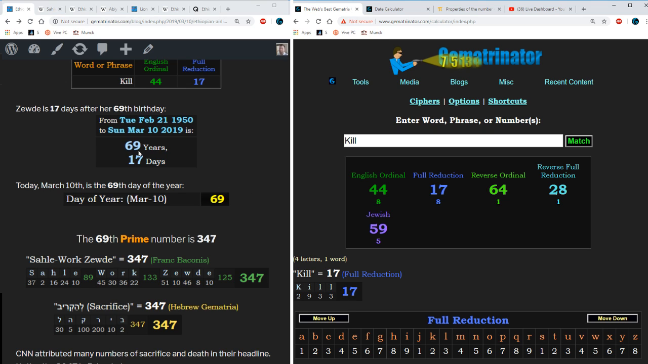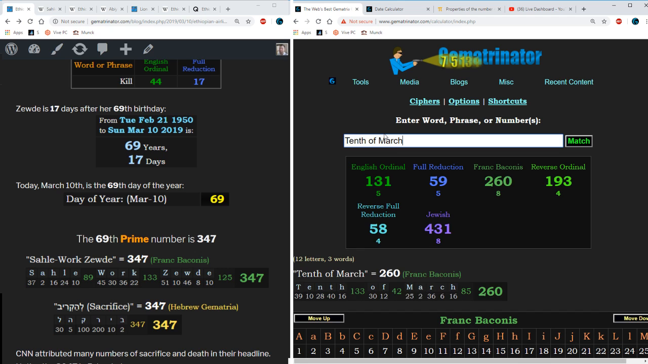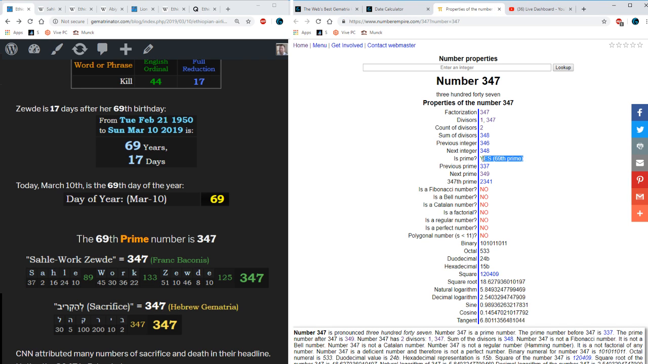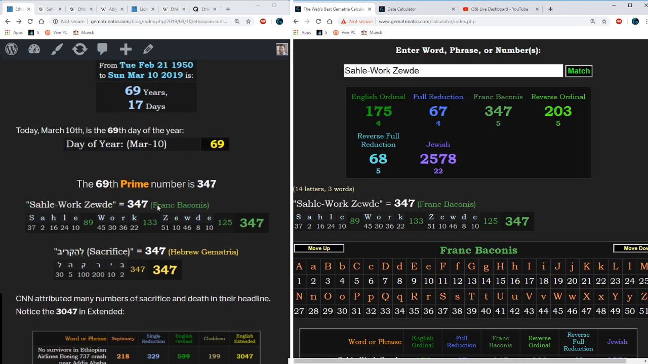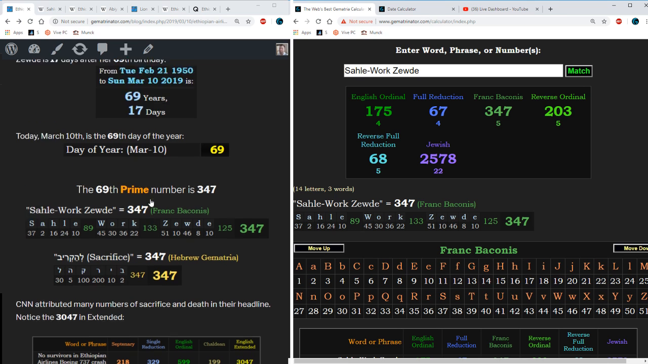Also, she's 69 years old. Today, March 10th, is the 69th day of the year. And her full name has capital letter gematria of 347, which is the 69th prime number. In Hebrew gematria, the word sacrifice equals 347, just like her name.